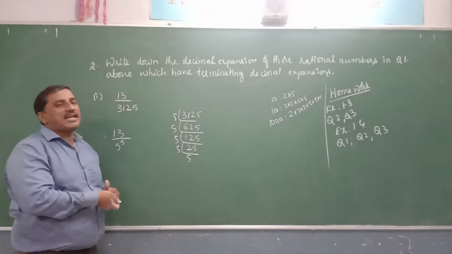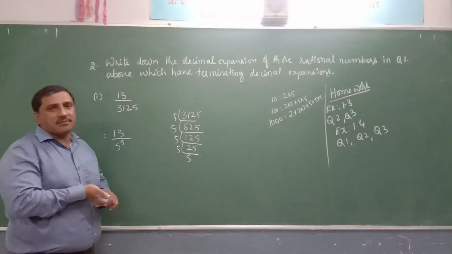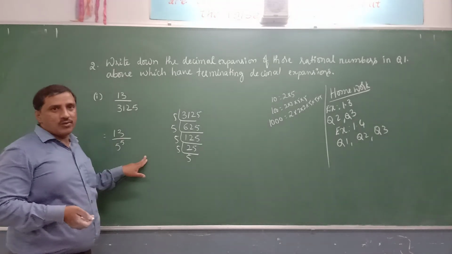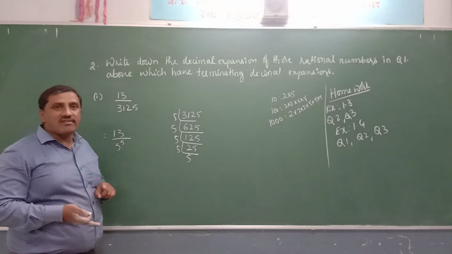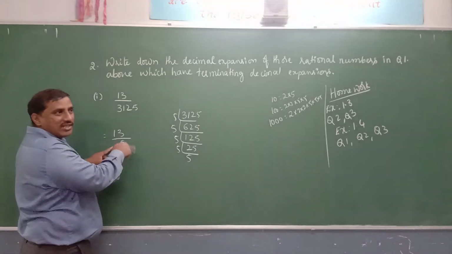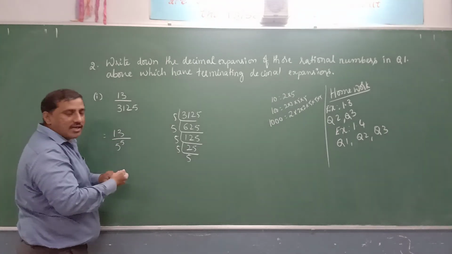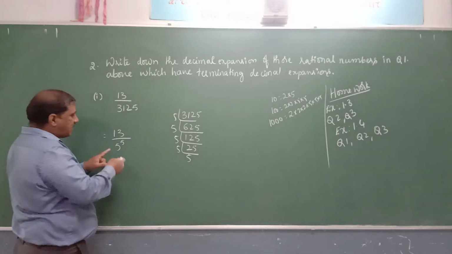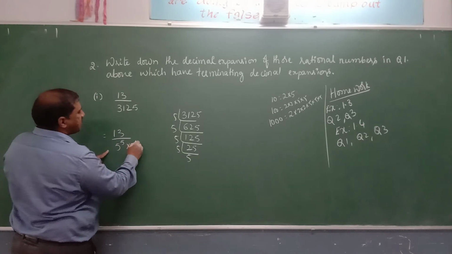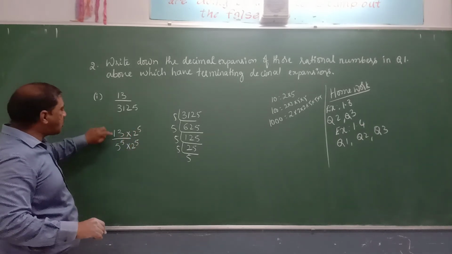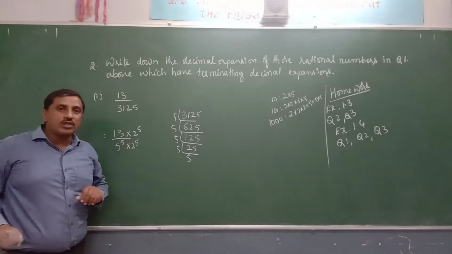To get the multiple of 10, the powers of the prime factors 2 and 5 should be equal. So here 5 to the power of 5 is there. What is the other factor it should have? 2 should be there. The power of 2 also should be equal to 5. Therefore, multiply with 2 to the power of 5 and divide with 2 to the power of 5. That is, multiply both numerator and denominator with 2 to the power of 5.